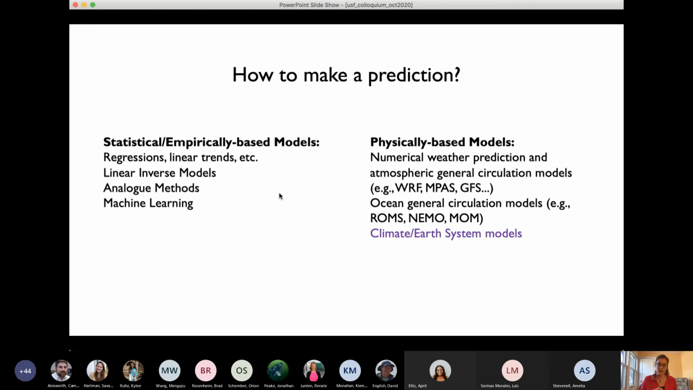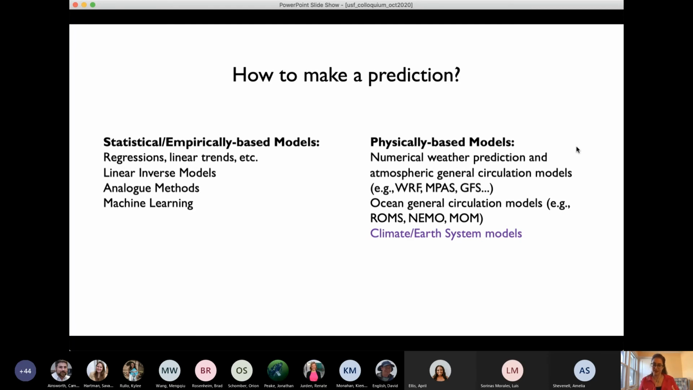So when you take the observations and fit something to them, there are a lot of examples here: analog methods, linear inverse models, machine learning. These are all what I would call more statistical models. On the other end, we have physically based models, like numerical weather prediction or ocean general circulation models, things that have some representation of the physical system that underlies all of it.